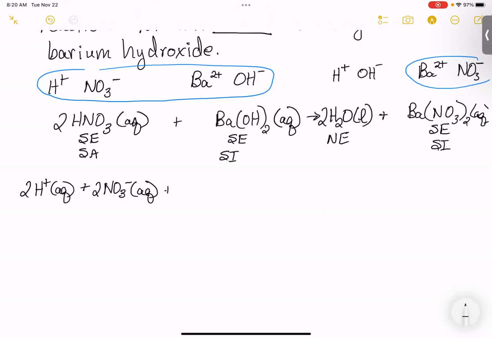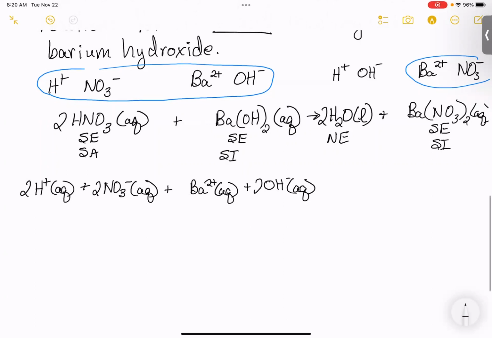Barium hydroxide has barium ion and hydroxide ion. The ions have the same state of matter as their parent compound. What do I do about the 2 subscript on the hydroxide? It becomes a coefficient in front of the hydroxide. That is going to go to make water. We keep it together.